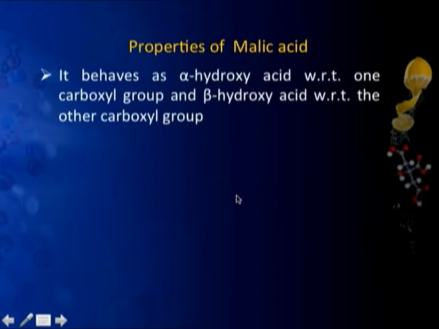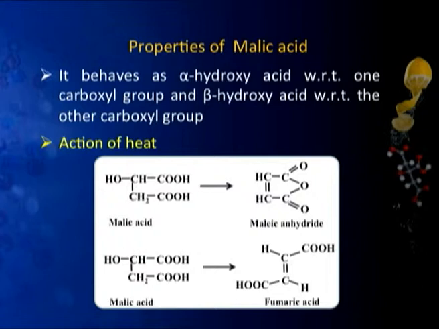Then its properties. Malic acid itself behaves as an alpha hydroxy acid with respect to one carboxyl and a beta hydroxy acid with respect to the other carboxyl group. And one of the properties which we discussed earlier while discussing the properties of carboxylic acids, hydroxy acids, was the action of heat. This malic acid, when it is heated, loses a water molecule from here, because behaving as a beta hydroxy acid, it can easily lose a water molecule.